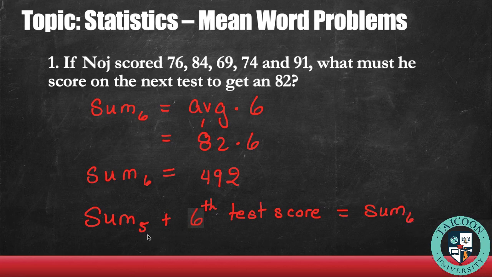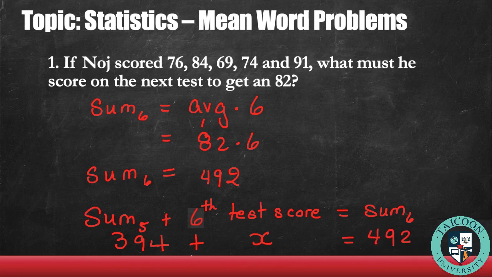It just makes sense. Let's go ahead and add up the first 5 exam scores to see what Naj needs to score on his 6th exam. After adding up these 5 exam scores, we see that Naj has scored a total of 394 points on his first 5 exams. We don't know what the 6th test score is, but we do know that the total sum of all 6 exams must equal 492.